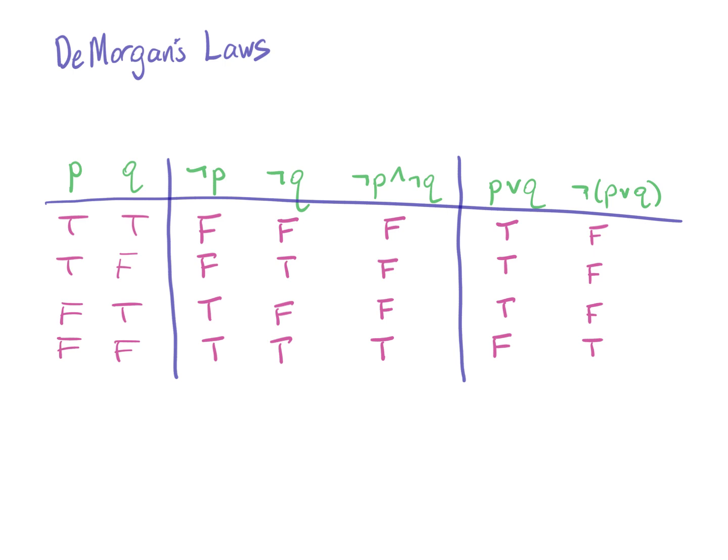Now, what we have found here with these two quick truth tables is that the column for not P and not Q is identical to the column for not parentheses P or Q. This means we have another logical equivalence because these two expressions have the same truth table. So we can write not P and not Q is logically equivalent to not (P or Q).